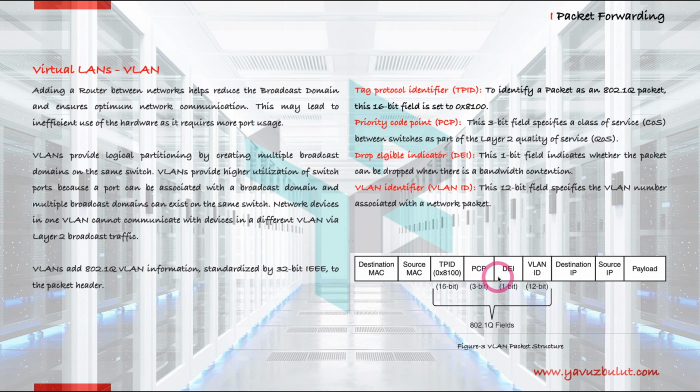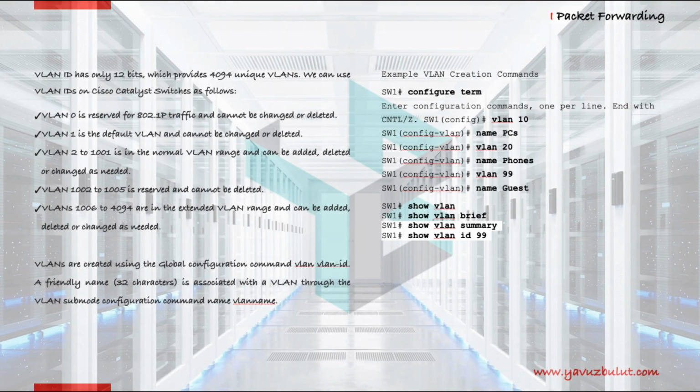The drop eligible indicator section here is the area that shows whether to drop packets when there is bandwidth contention. Since the VLAN ID is only 12 bits, we can only use 4094 VLANs. Let's take a look at these VLANs that we can use.